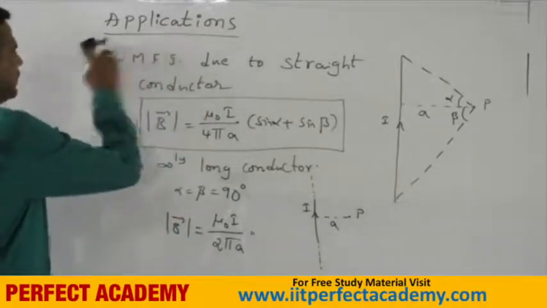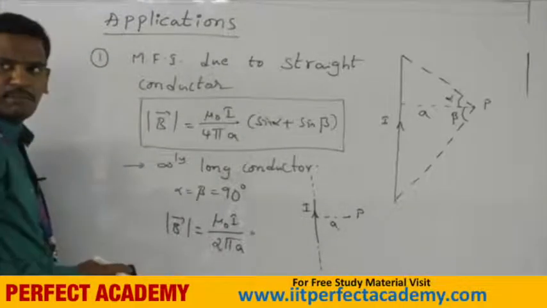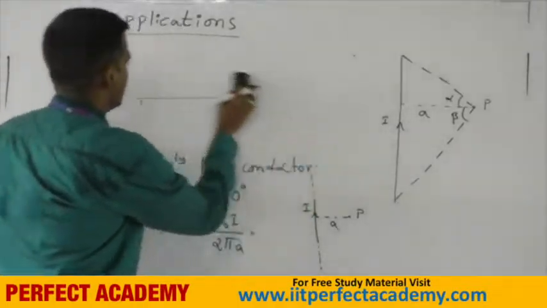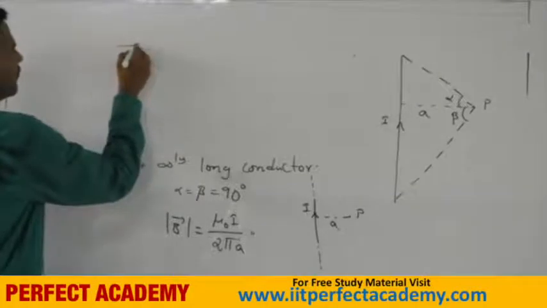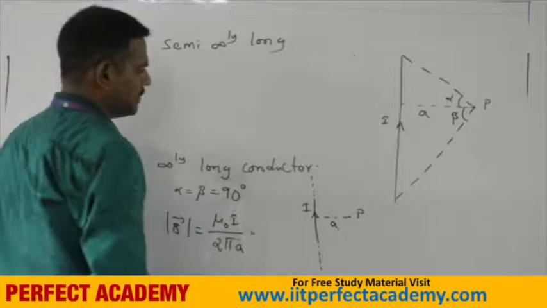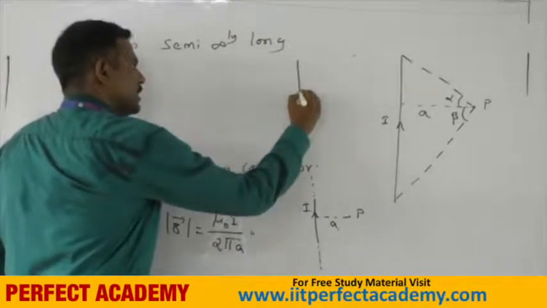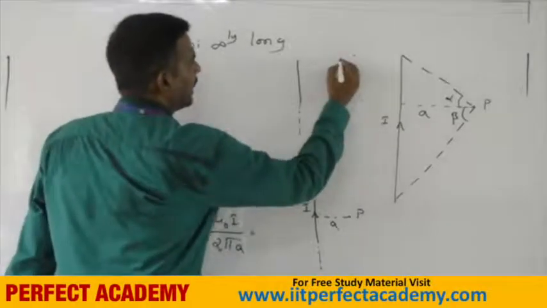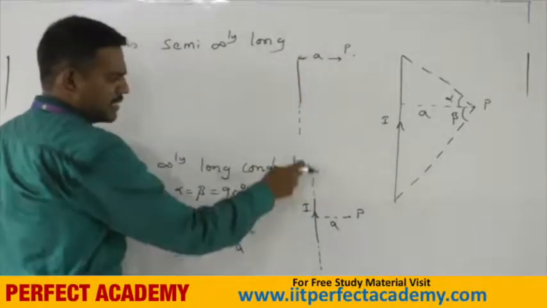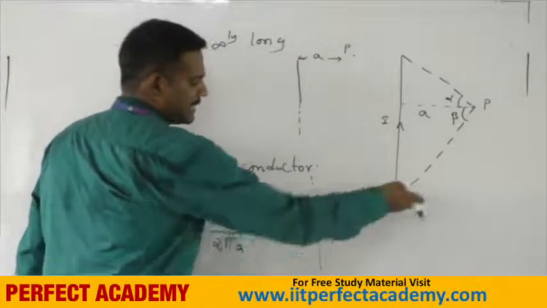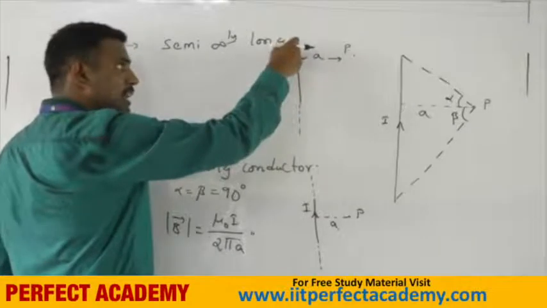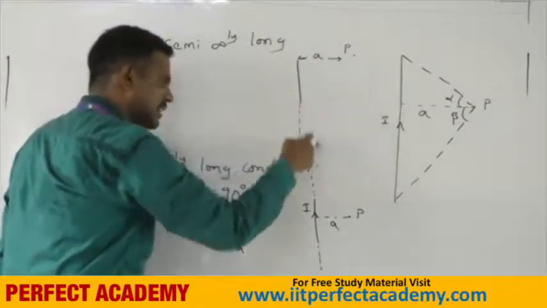Now, I told you we have two important implications. One is the infinitely long conductor and another one is the semi-infinitely long conductor. What is the meaning of semi-infinitely long? It is basically an infinitely long conductor only, but the point P, which is at a perpendicular distance of A, lies near one of the ends. In the previous case, somewhere on its length the point P was lying perpendicularly from the conductor, whereas here the point P is lying nearby one of the ends. The other end is continuing like this.